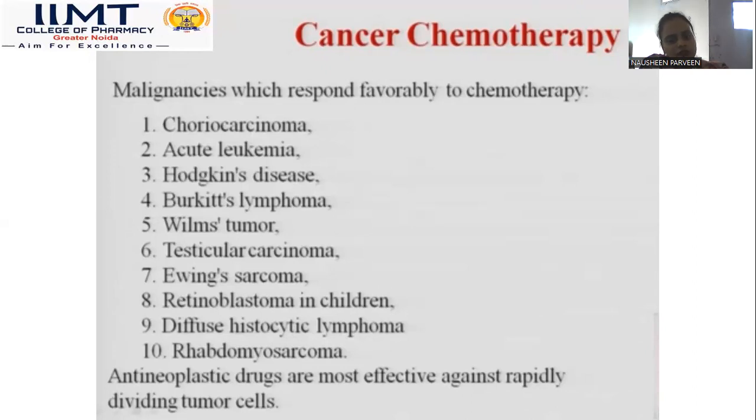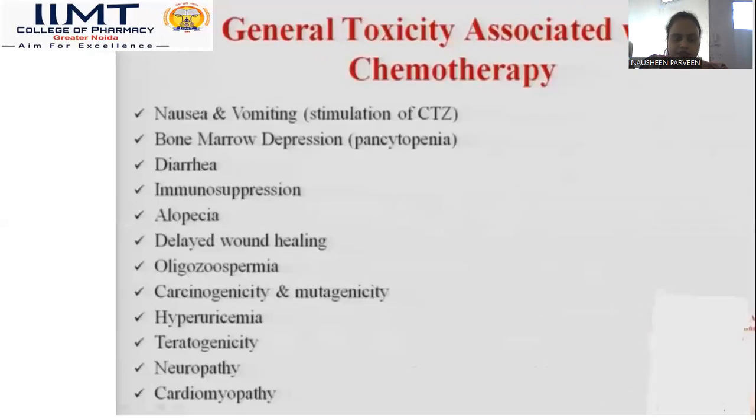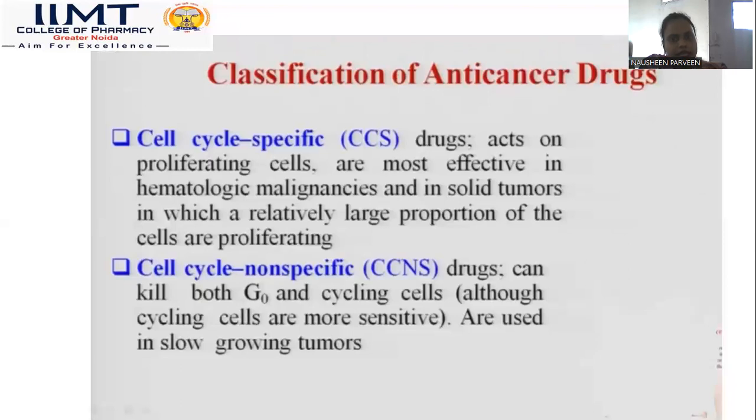Antineoplastic drugs are most effective against rapidly dividing tumor cells. General toxicities include nausea, vomiting, bone marrow depression, diarrhea, immunosuppression, alopecia, delayed wound healing, carcinogenicity, hyperuricemia, teratogenicity, neuropathy, cardiomyopathy.